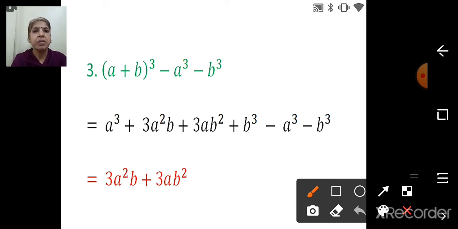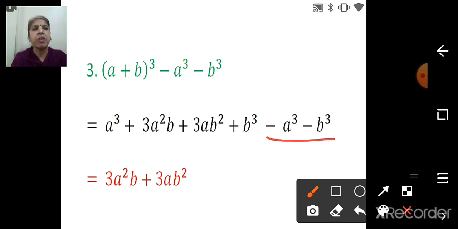Here we will not be using a cube minus b cube, because we have to choose the method which is simplified. So (a plus b) the whole cube. Remember the formula, what it was? It was a cube plus 3a square b plus 3ab square plus b cube. So in place of (a plus b) the whole cube, we are going to write a cube plus 3a square b plus 3ab square plus b cube minus a cube minus b cube.